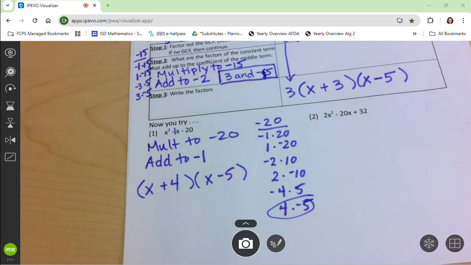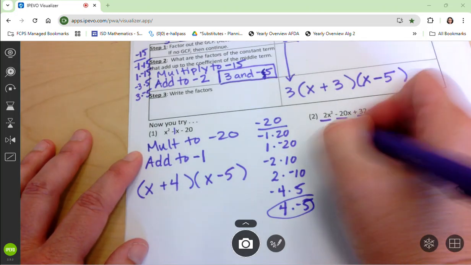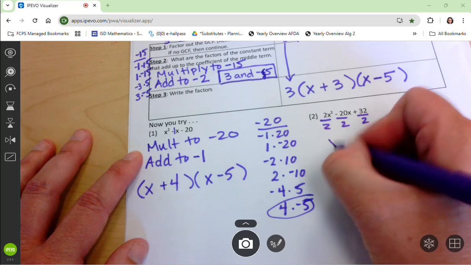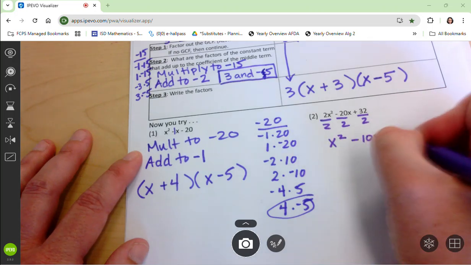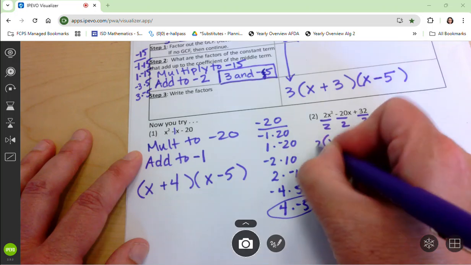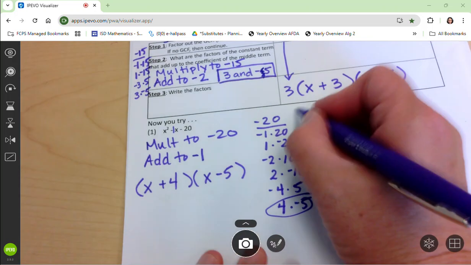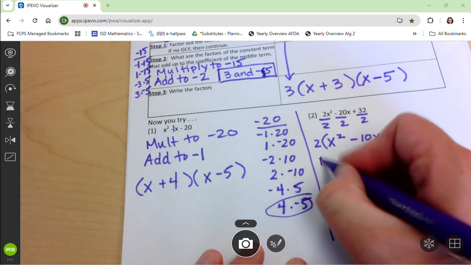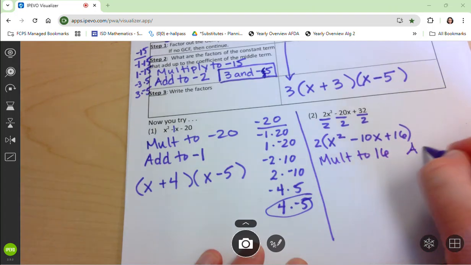All right, and then in number 2, we had a greatest common factor. What was it? 2. So we're going to factor out the 2. And that leaves me with x squared minus 10x plus 16. Put the 2 out here. And so now I need two numbers that multiply, let's separate these, multiply to 16 and add to negative 10.